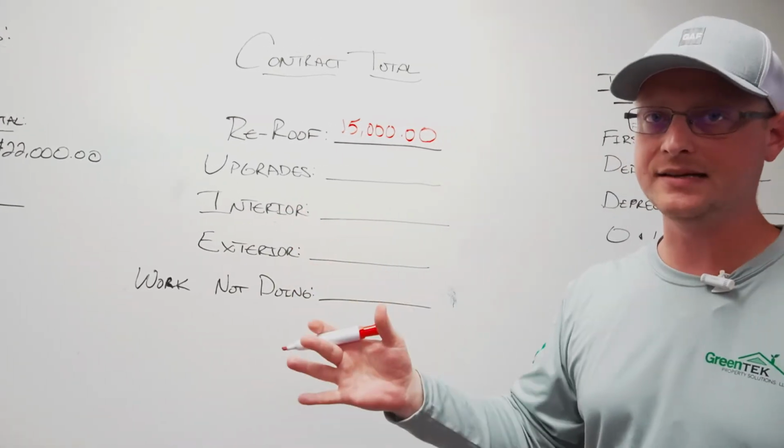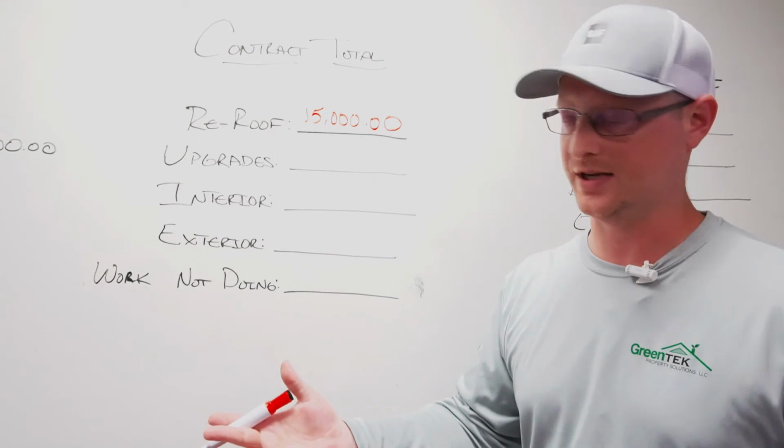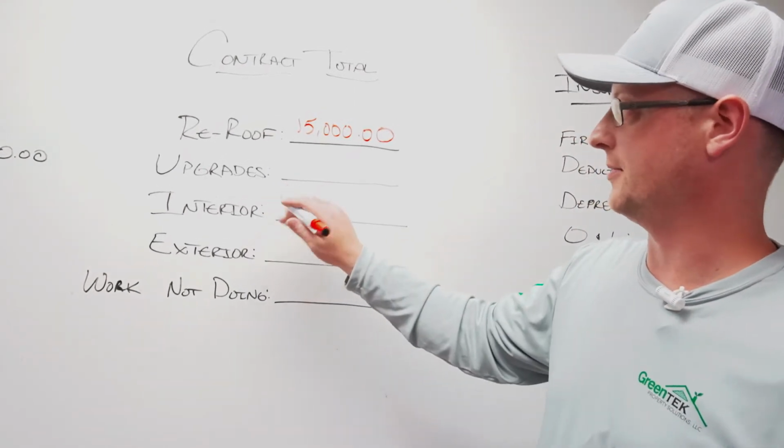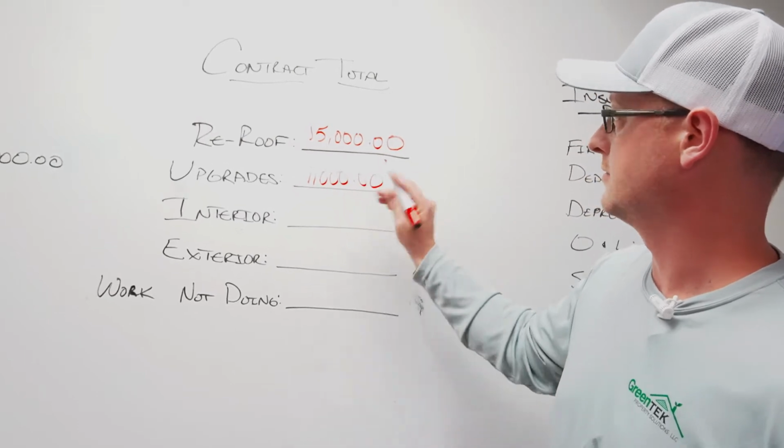Upgrades are if you sell peel and stick, or if you sell upgraded shingles. Like if they're supposed to get TAMCO and you sell them GAF, this is where the upgrades would come in. Let's say that you sold them $1,000 worth of upgrades. This is where you'd put it.